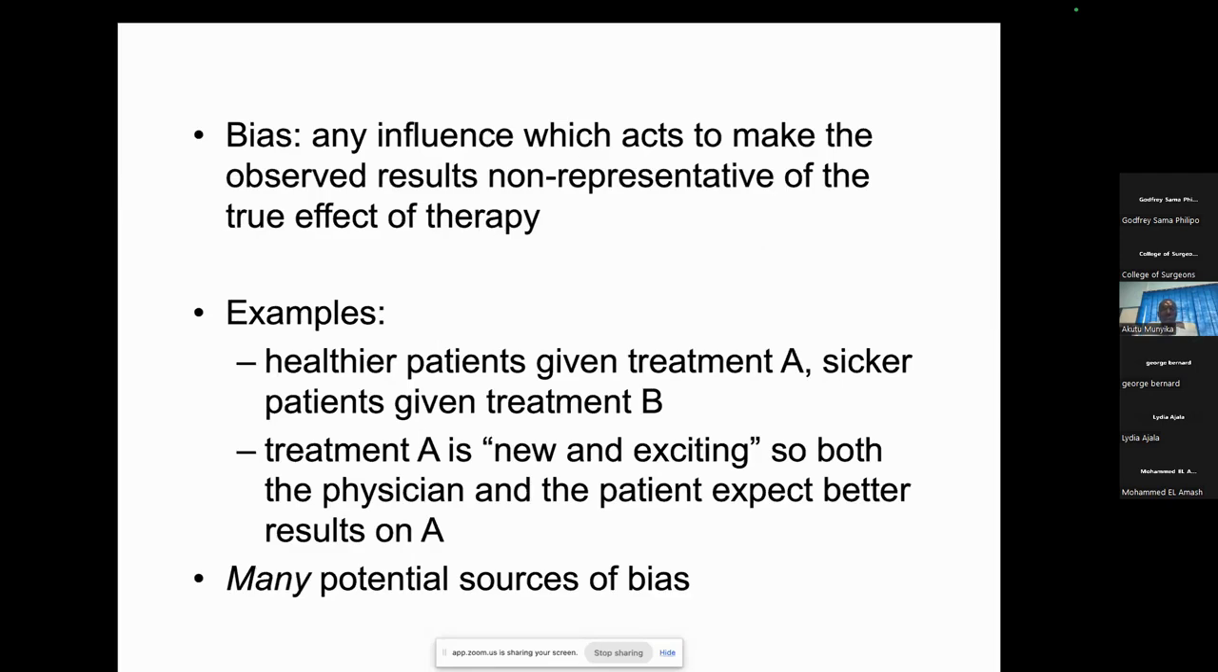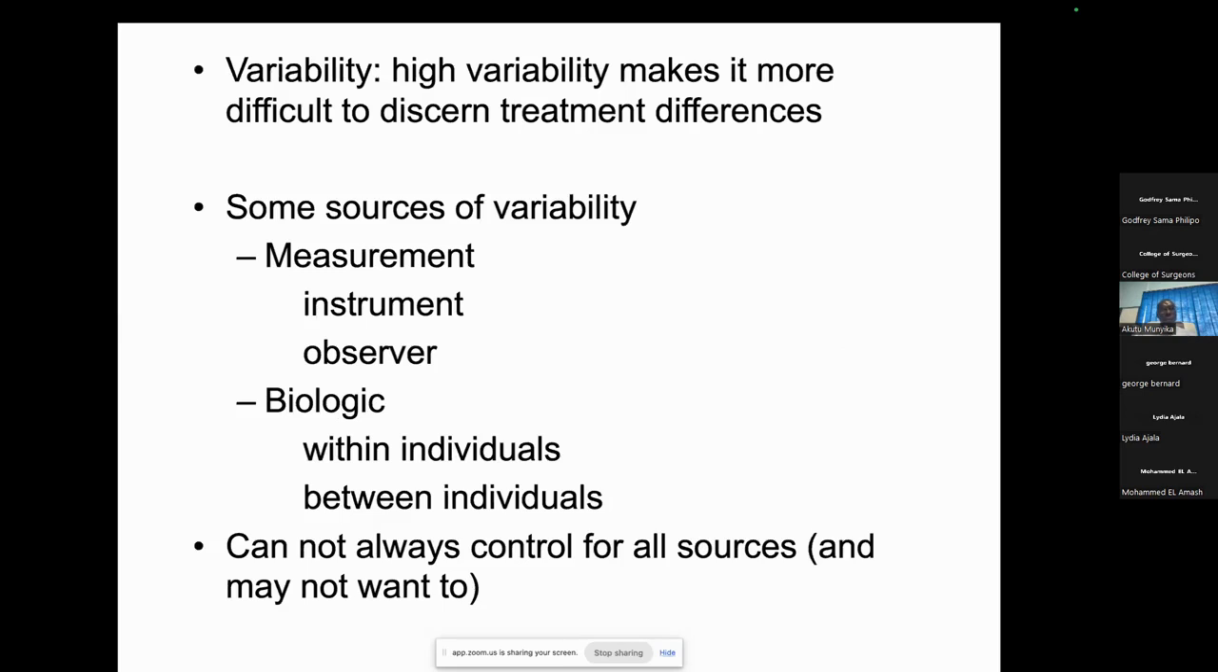Let's look at some examples. For example, a healthier patient given treatment A and a sicker patient given treatment B. Just by knowing that treatment A is given to a healthier patient and treatment B is given to those who are very sick, that is an important bias to be considered and minimized. Or treatment A is new and exciting, so both the physician and the patient expect better results. In this kind of example, there are many potential sources of bias.